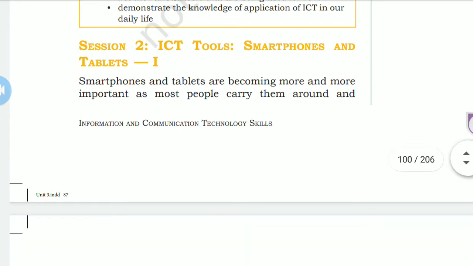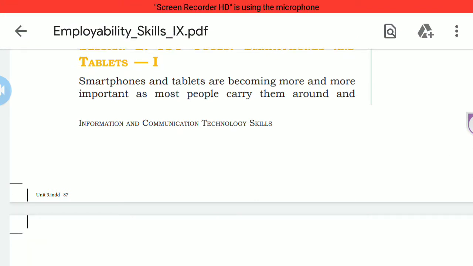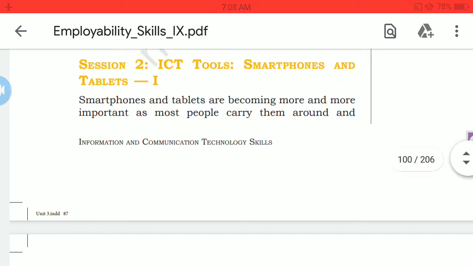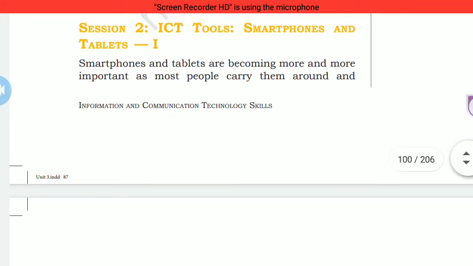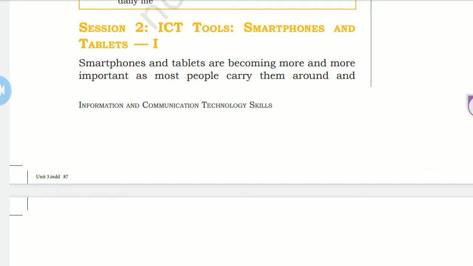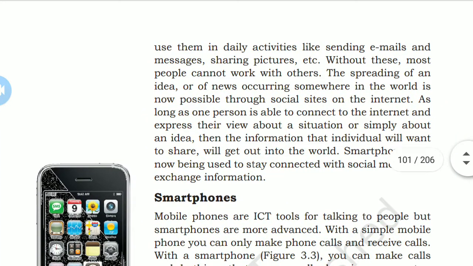Second session is about the ICT tools, that is smartphones and tablets. Now, smartphones and tablets are becoming more and more important as most people carry them around and use them in daily activities like sending emails, messages, sharing pictures, etc. Without these, most people cannot work with others.